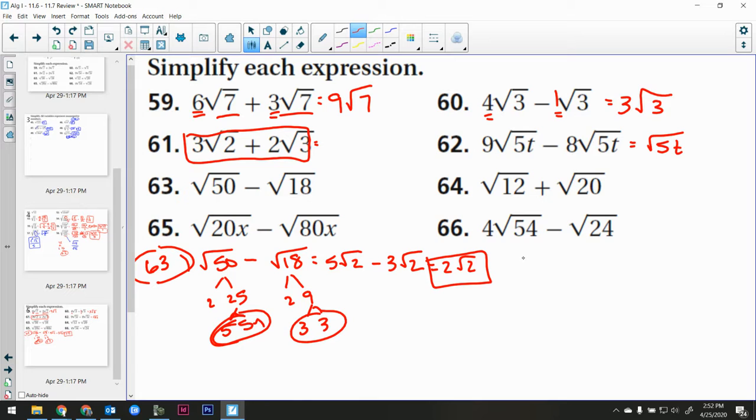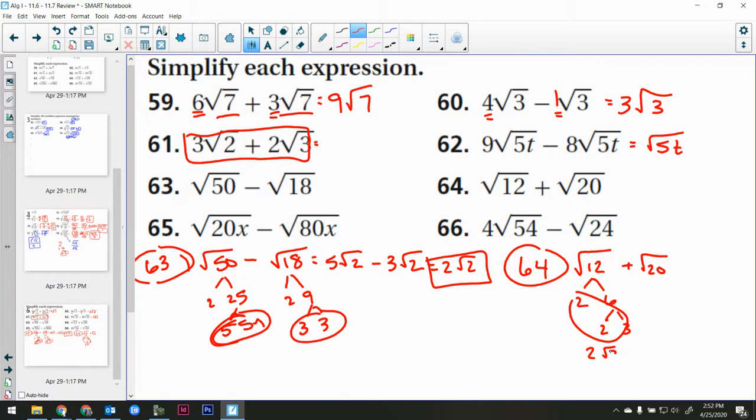64, radical 12 plus radical 20. So this is 2 and 6, 2 and 3, 2 radical 3, plus 2 radical 5. But I can't reduce that at all, so that's my final answer there.